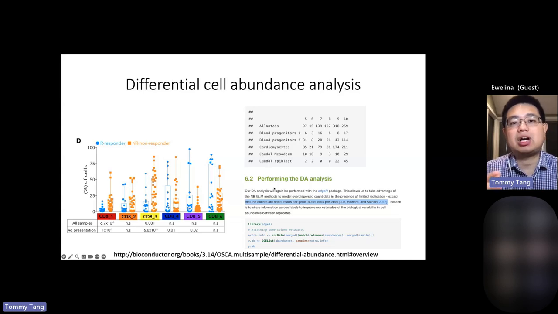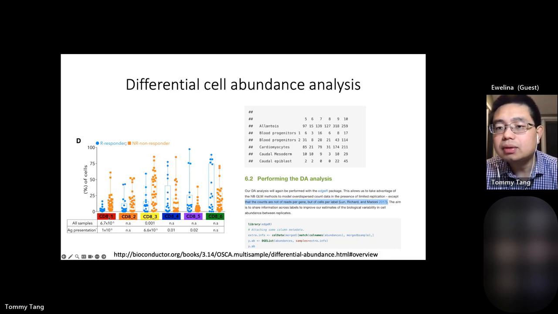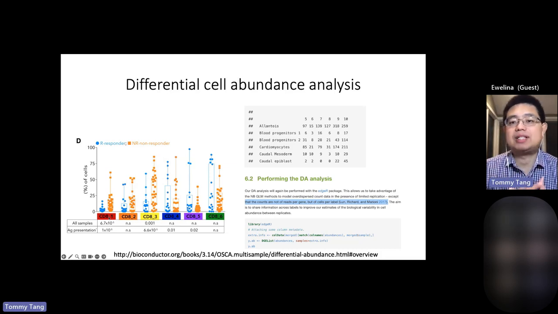Then it's very common to perform cell composition analysis. For example, this figure shows a different CD8 cell type abundance in immunotherapy responders versus non-responders. The y-axis is just the percentage of cells, so each dot is one sample for that cluster. But be careful with the interpretation.